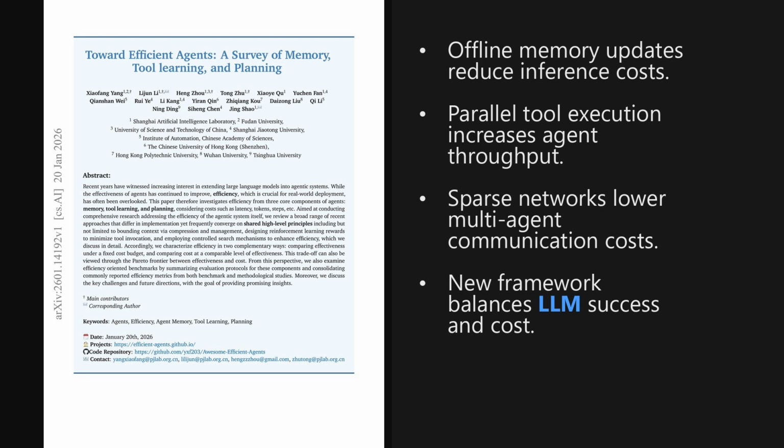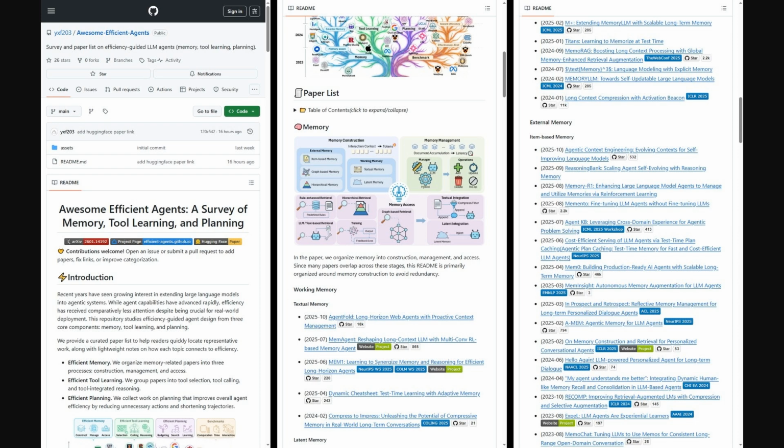The paper is titled, Toward Efficient Agents, Memory, Tool Learning, and Planning. And as we'll see later, the discussion on balancing performance against cost offers some really valuable insights for anyone building production systems. For those interested in the implementation, the authors have shared their code on GitHub.